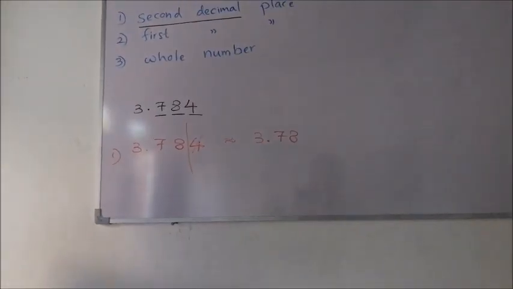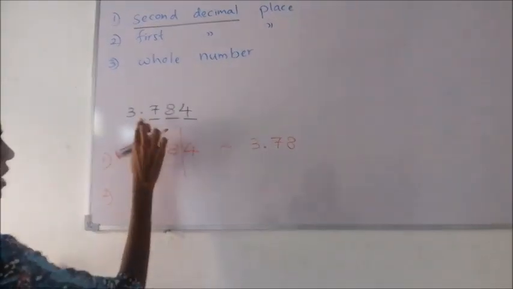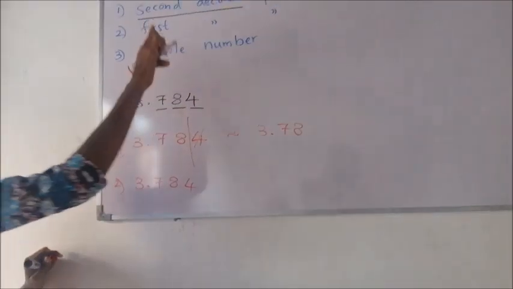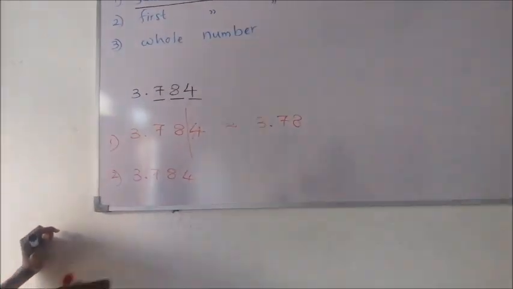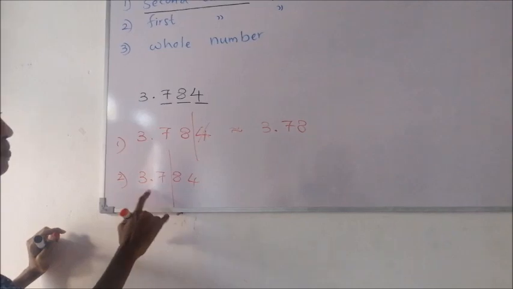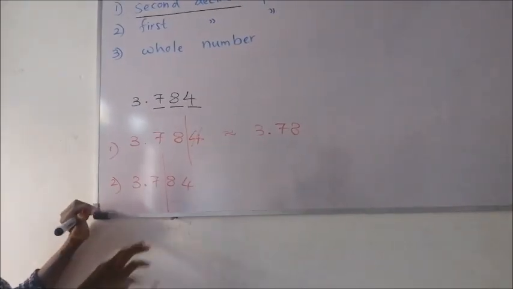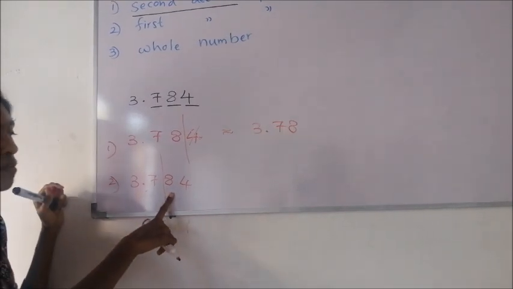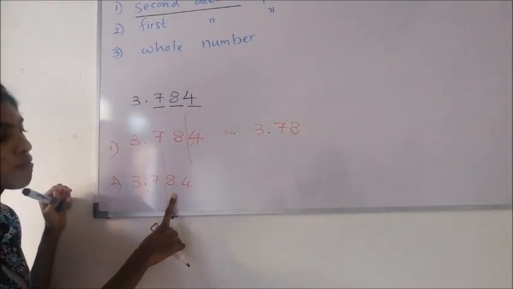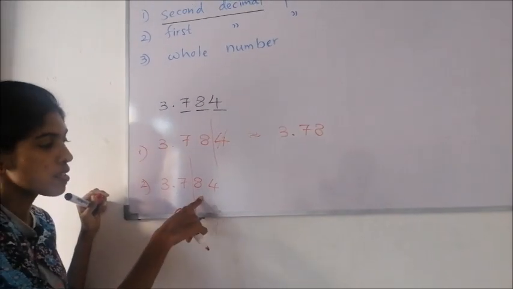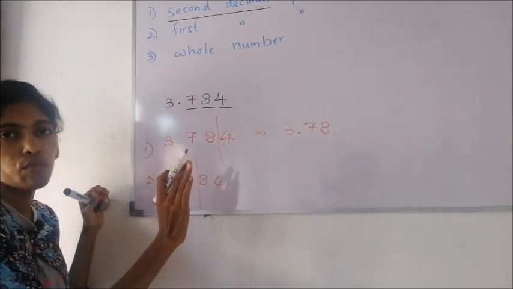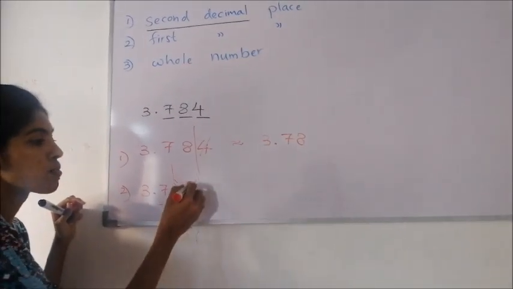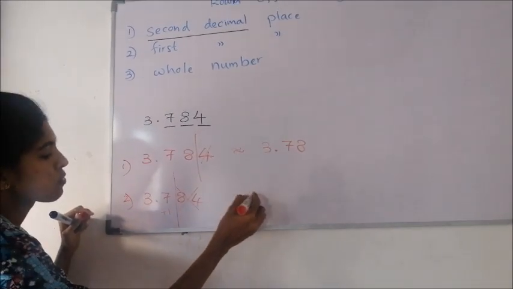Next, the same decimal number, we need to round off to the first decimal place. To the first decimal place means only one decimal place should be there. The other two should be removed. Check whether the removing number is 5 or less than 5 or greater than 5. It is a number which is greater than 5, no? So you cannot just remove that. When you remove it, you need to add 1 here.